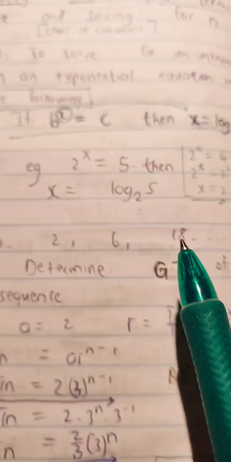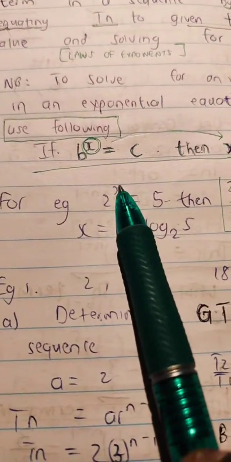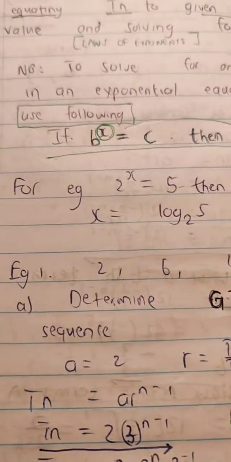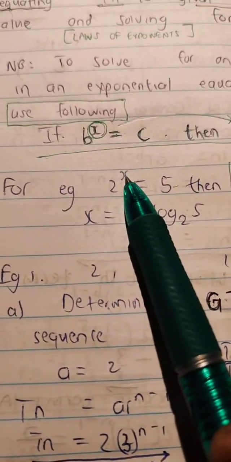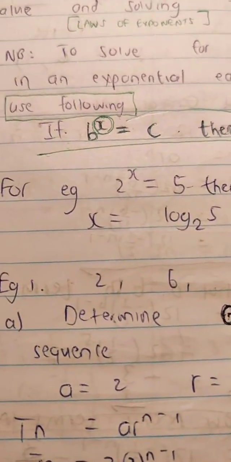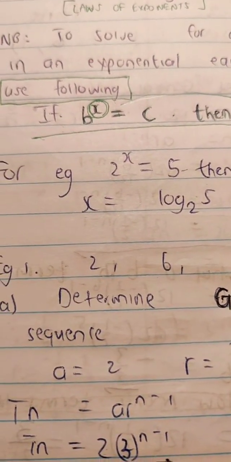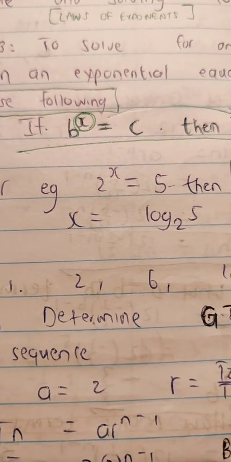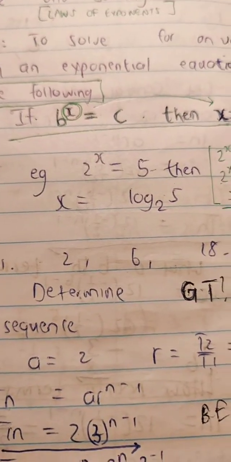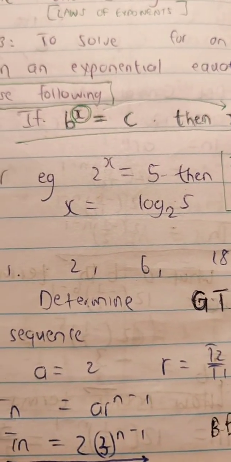Are you with me? So here we are. We have 2 to the power x is equal to 5. How do we solve for x? We want x. In grade 10, you may have been exposed to what I would call estimation and approximation.